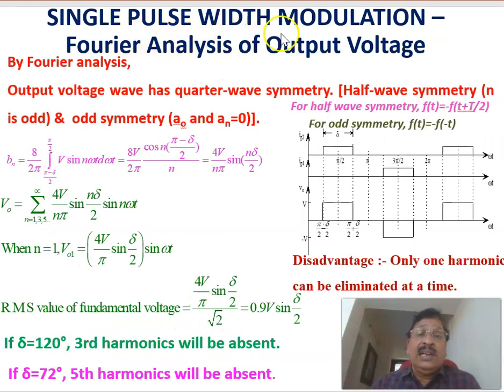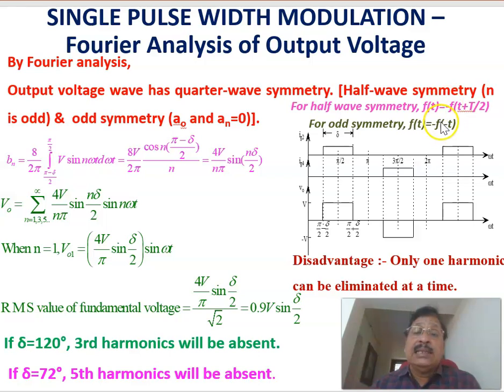Now, continuing single pulse width modulation, we are going to do the Fourier analysis of this output voltage. This waveform has two properties. One is half wave symmetry, meaning F(t) equals minus F(t plus T by 2). And odd symmetry is also there, F(t) equals minus F(minus t). Therefore, this waveform has two properties: odd symmetry as well as half wave symmetry.